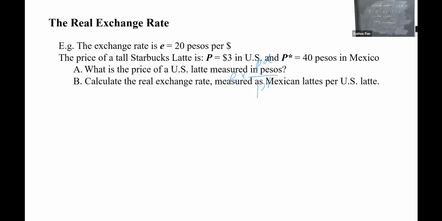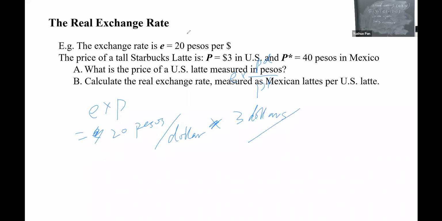So what's the price of a US latte? If you want to calculate how many pesos you need to pay for the US latte, you need to use E times P. Because E is how many foreign currencies are worth one US dollar, right? So that's 20 pesos per dollar, times P, the price in the United States, that's $3 per latte. If you multiply these two, you will get 60 pesos per latte, right? That's the price of the US latte measured in pesos.